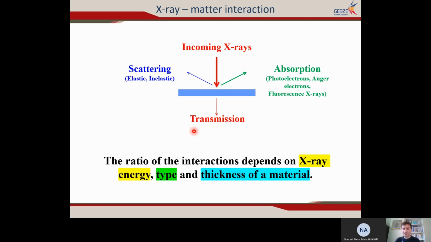Here we have very important information. What is the ratio of these interactions? Which one is dominant? Let's say, which percent of the interactions is related to the scattering, which percent is related to the absorption, which percent is related to the transmission. So who decides this? Actually three parameters decide this: the incoming X-ray energy, and the type and thickness of the material under investigation give us an idea about the ratio of the interactions.